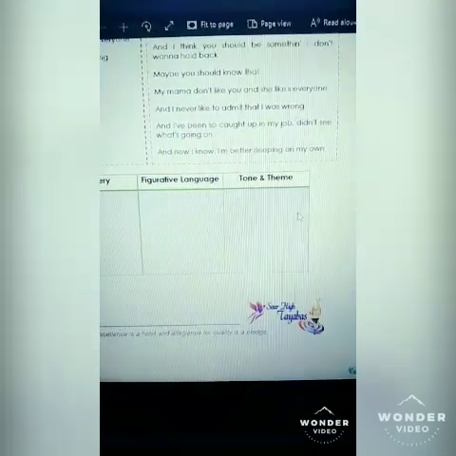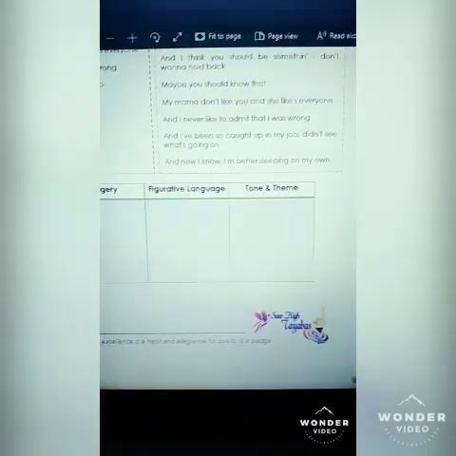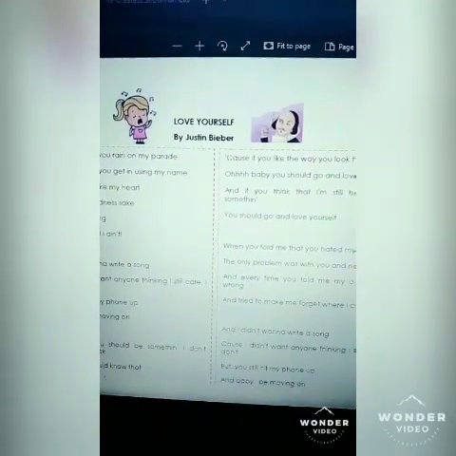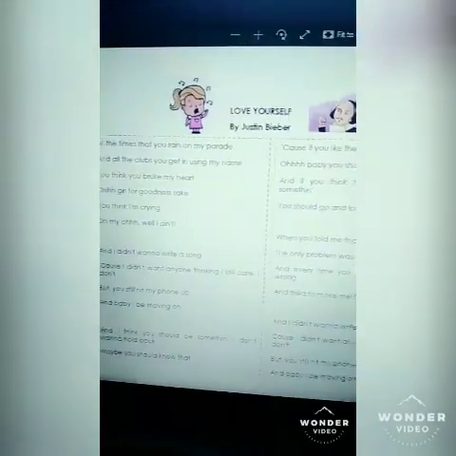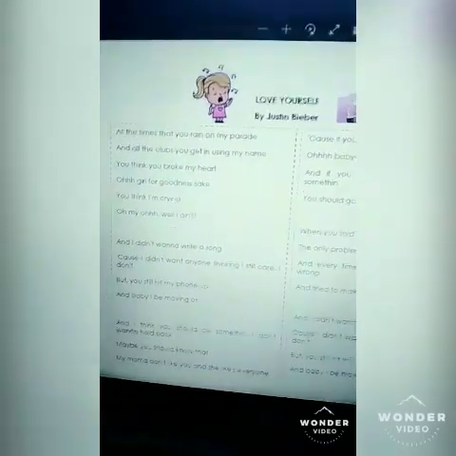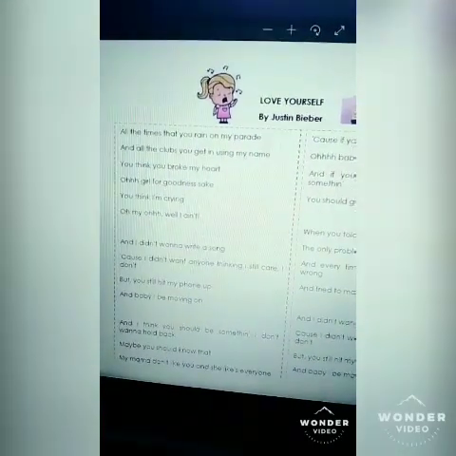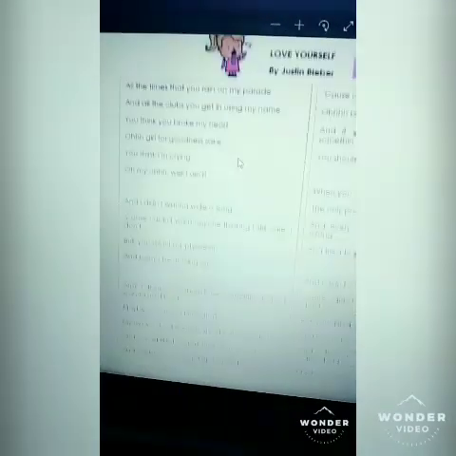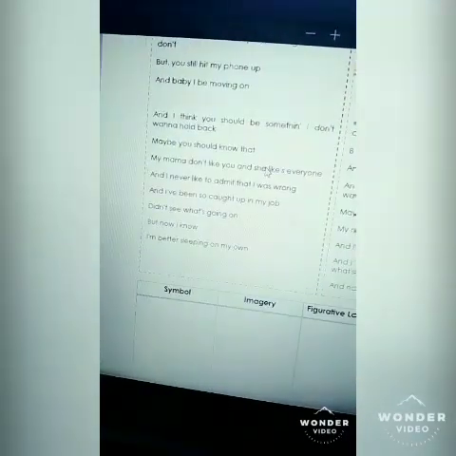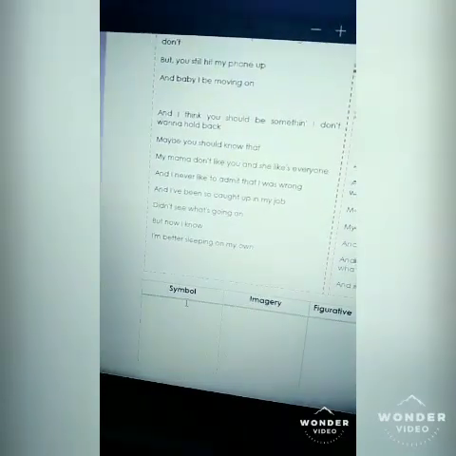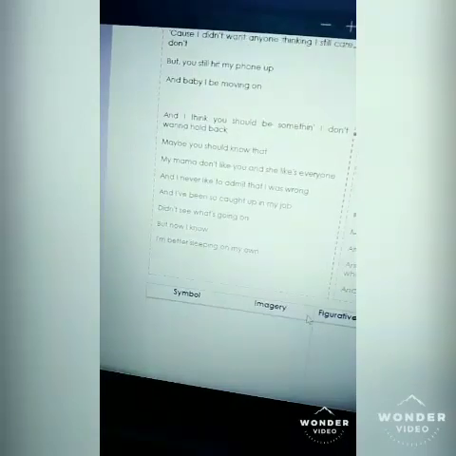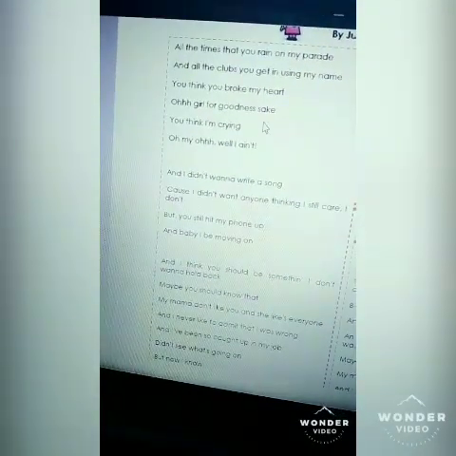So in this given example, I use "Love Yourself" by Justin Bieber. "All the times that you rain on my parade." When we say rain, what is the symbol of rain? When we say rain, this is probably a problem. Imagery. When we say imagery, we have to identify this, for example, "you think I'm crying." So we have to include that too.